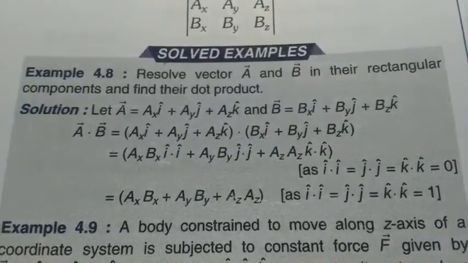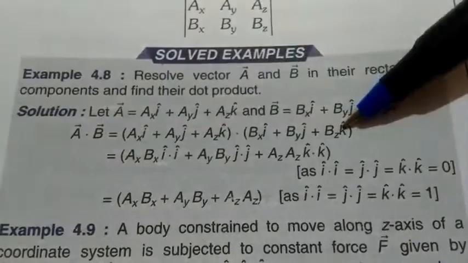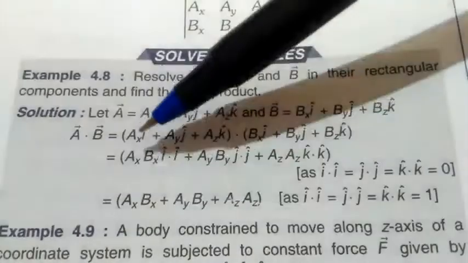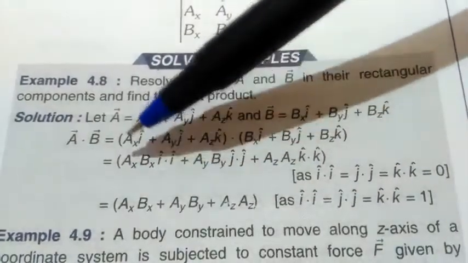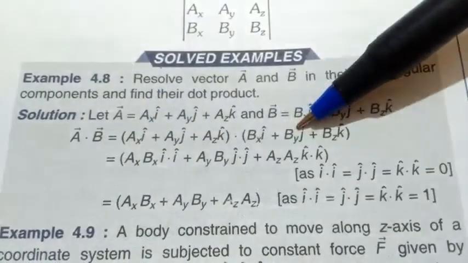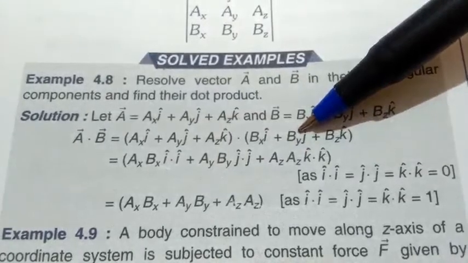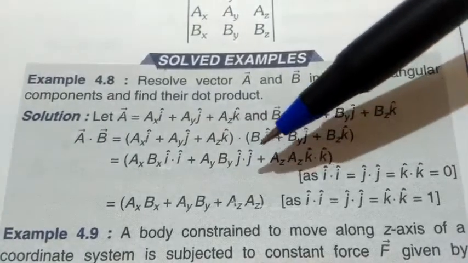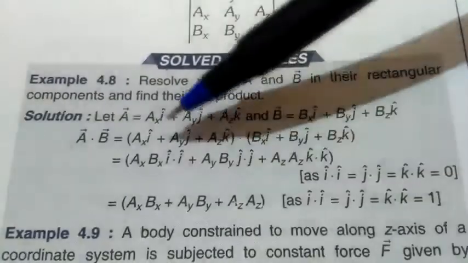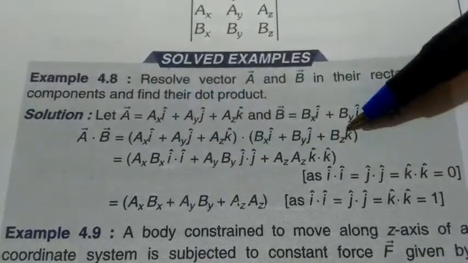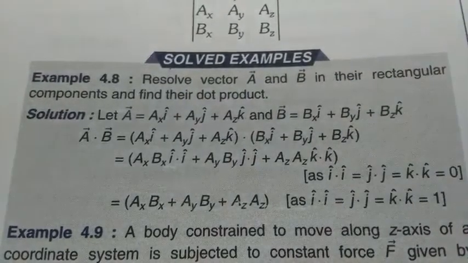But because we all know that i into j or i into k is 0, that's why axi into bxi, that we will write here. But axi and byj, because here i is there, here j is there, so i into j becomes 0, so that term will become 0, so we don't need to write it here. Similarly axi and bzk, here i is there, here k is there, i into k becomes again 0, so this term also we cancel out.